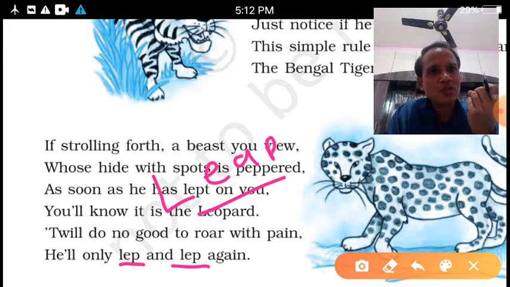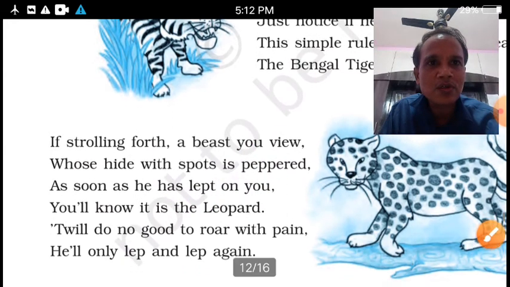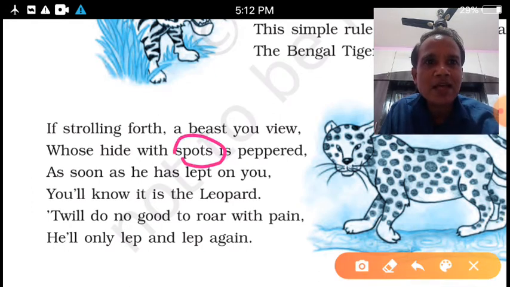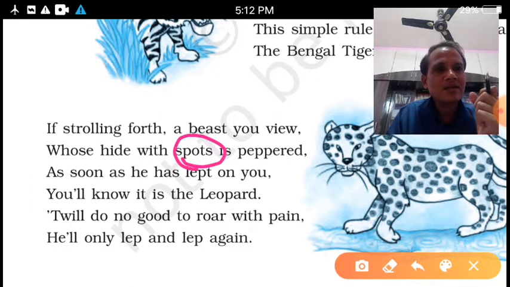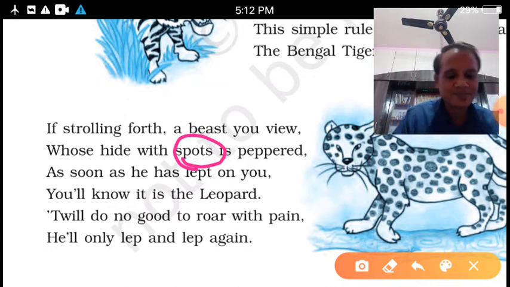We see a lot of spots. Just see here, the word spots is used, not lines. This is the little bit of difference between the Bengal tiger and the leopard. Spots are used. Be careful about this one. As concerned with the Bengal tiger, the poet has used the word stripes, but here spots.